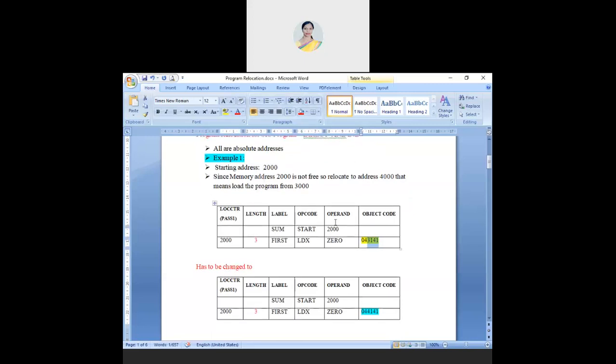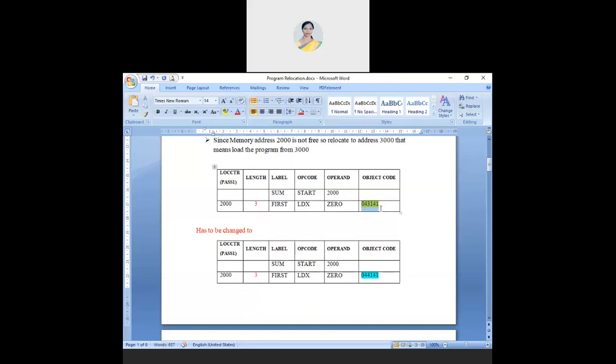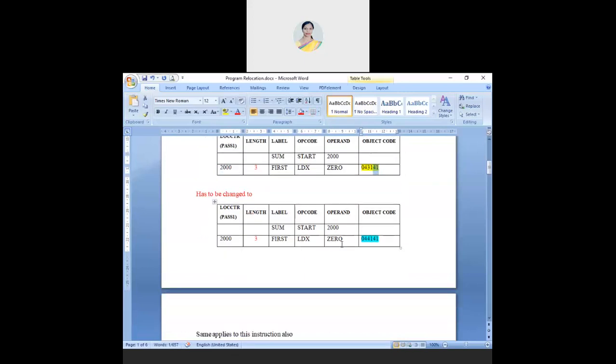Suppose the starting address is 2000 in SIC, and that is not free, and it says that 3000 is free, so I have to load the program from 3000. So this has to be changed too. When I load at 2000, the memory it takes is 314: in 2000 it will be 04, 2001 will be 31, and 2002 will be 41. I have to relocate, so I'll start from 3000. This has to be changed to 1000 ahead. Do you agree? 3141 has to be changed to 4141.